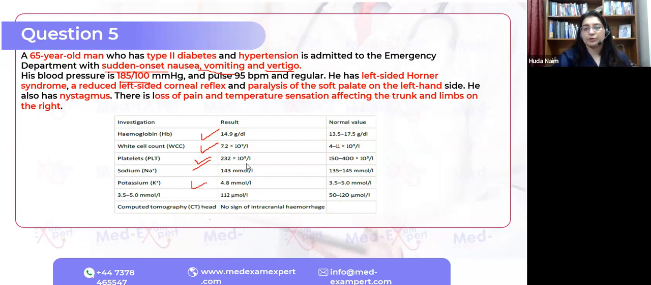Yes, you would go for BP reduction. So, what would you like to do in this patient? How would you manage this patient? First, you would be reducing the blood pressure in this patient, and then you would go for TPA. Okay, this was the question.